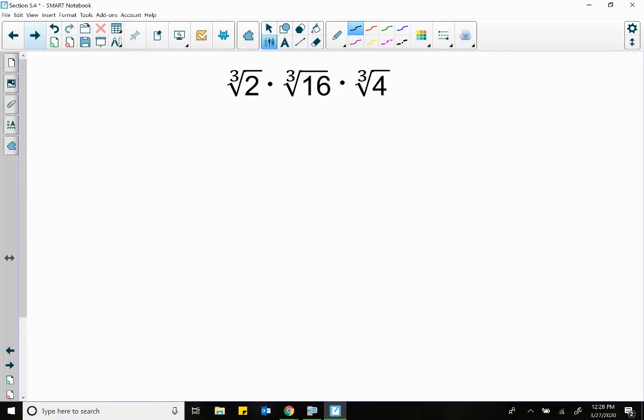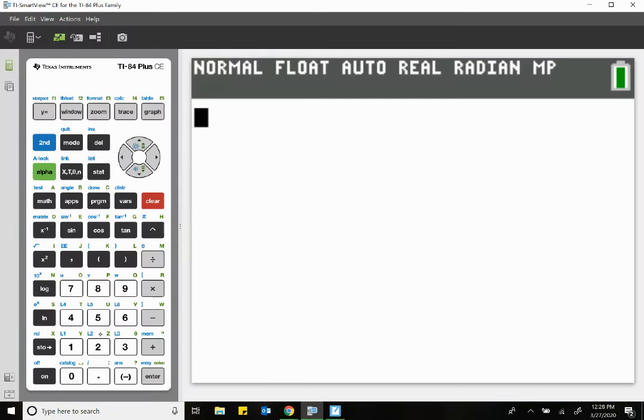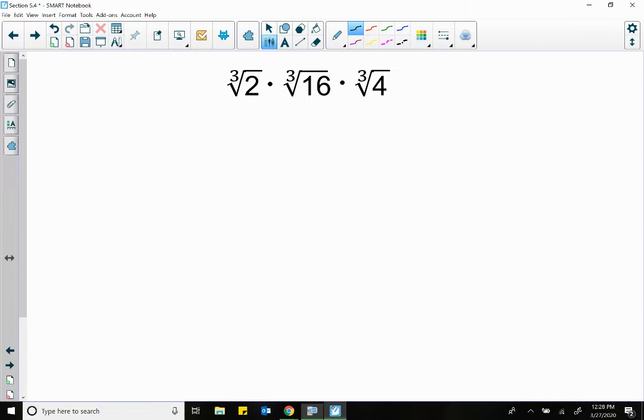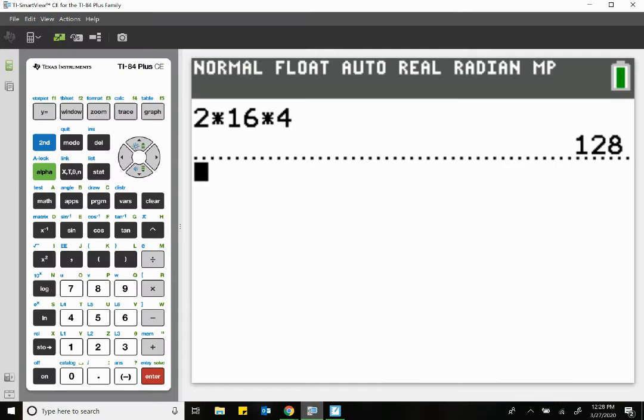Okay, so off the top of my head, I do not know what all that is. So it's 2 times 16 times 4. So that's 128. So we have the cube root of 128, because again, all we're going to do is just multiply all the way across. Now, I don't know if that was a perfect cube or not. I don't have that list memorized. I got the perfect squares memorized, but not perfect cubes.